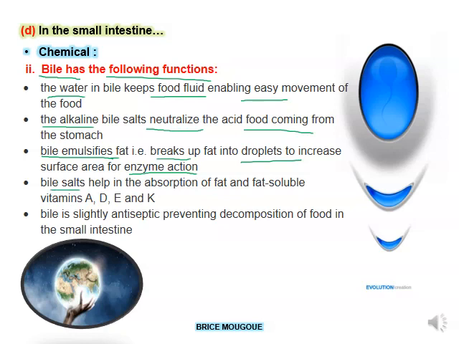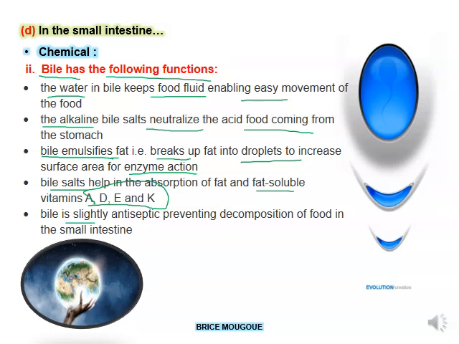Also, bile salts assist with the absorption of ADEK. ADEK are the fat-soluble vitamins. They will not be easily absorbed unless bile salts were present there to make them absorbed. And we say fat-soluble because these vitamins are not soluble in water. They can't dissolve in water, but at least they can dissolve in fat. So fat is a solvent for these vitamins.